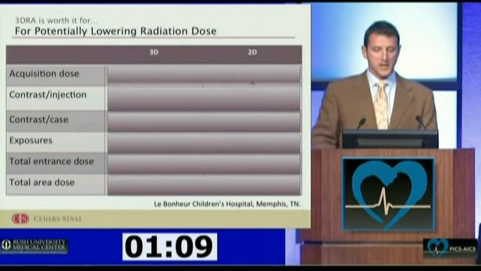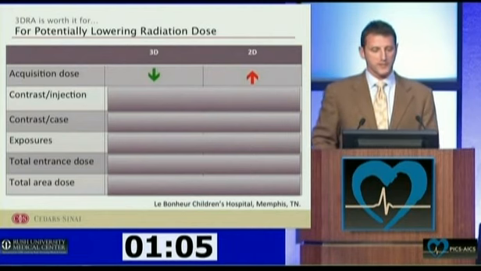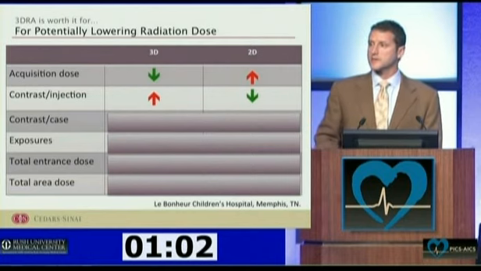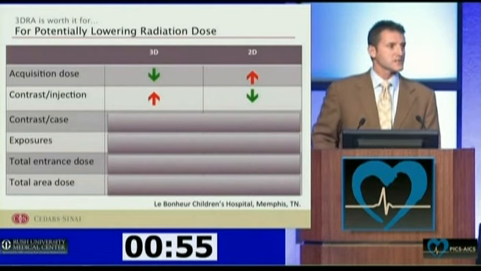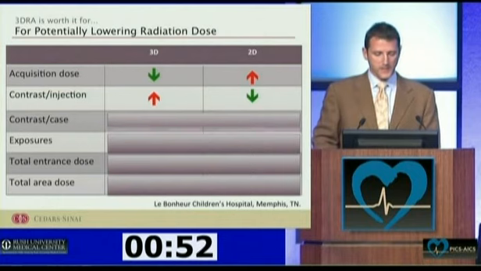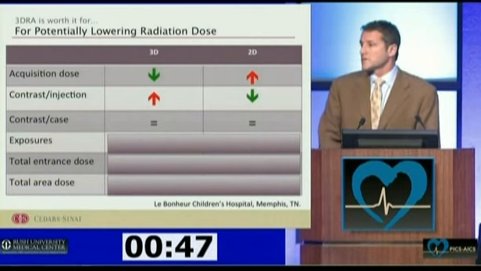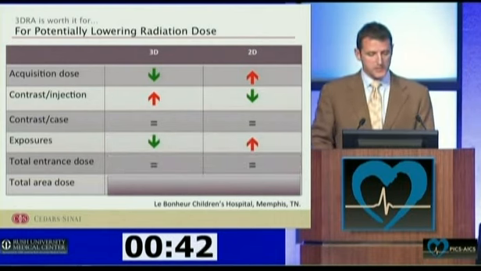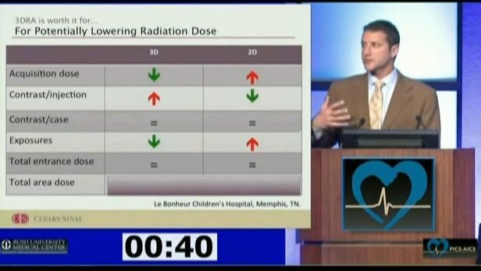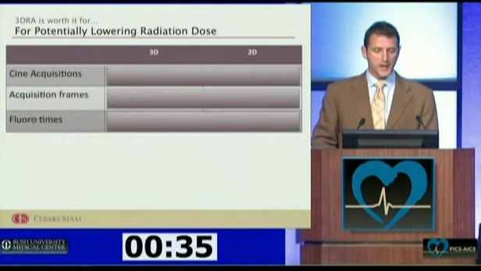What they found was that individual acquisition dose was actually lower for 3D. Contrast in their series was higher for 3D than for 2D, and I think that's probably true for most of us, but still certainly less than 2 cc's per kilo, which is not an unheard of dose. Contrast per case, the total volume of contrast received per case, was equal. Exposures per case were actually less for the 3D patients. These patients, I should say, were matched for age, size, and diagnosis. Entrance dose was about equal. Area dose was about equal.